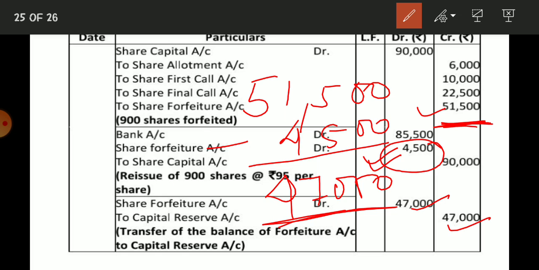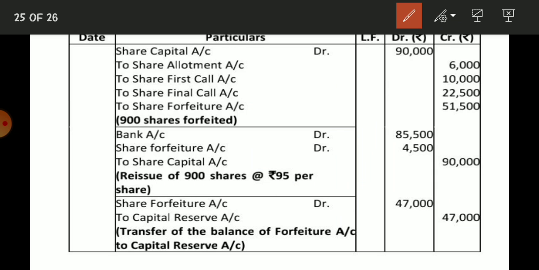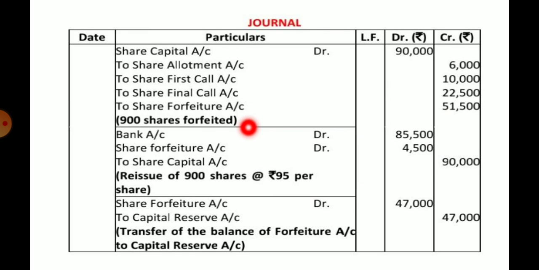What does it mean? The company forfeited the share, okay, so the company gets more money from the forfeited share. So when they reissue some at a discount, that is 95, 5 rupees discount, they will transfer the forfeited amount as an expense or loss, and after that deducting from the seized amount and the issued amount they will get the balance, okay. So this is the entry, right?